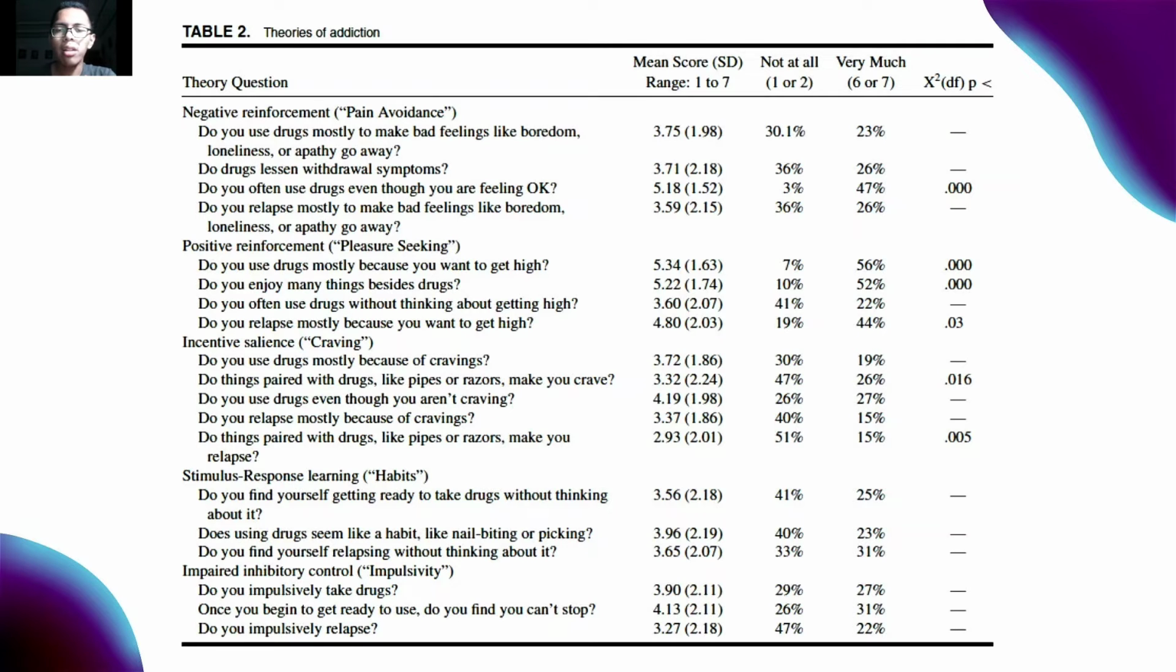A smaller number of the participants, 14 or 19.2%, rated incentive salience highly as a reason for using drugs. Of these, 8 also rated positive reinforcement highly, while 5 rated negative reinforcement highly as an explanation for their behavior. By contrast, an even larger number, 35 or 47%, reported that the objects paired with drug use, such as pipes or razors, didn't produce cravings.